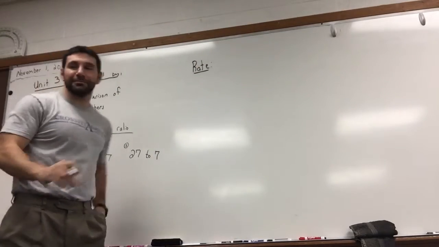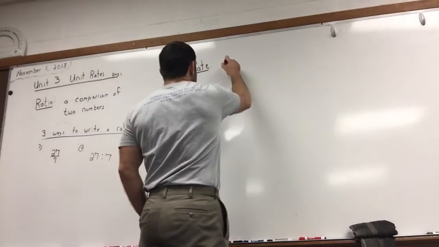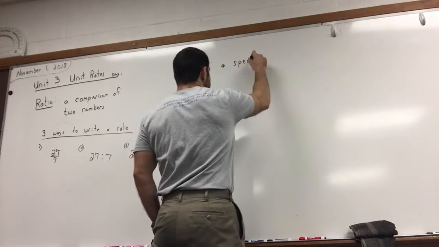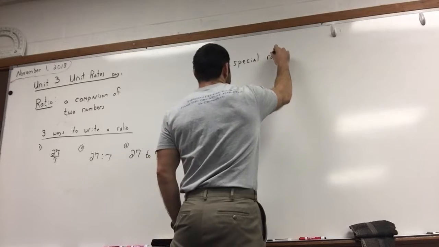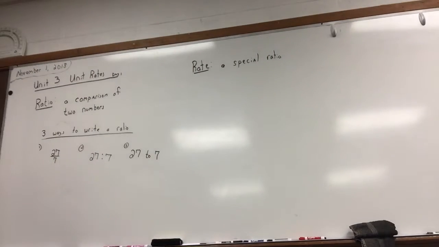The next word that we're going to go with is a rate. A rate is a special ratio. Now let's stop right there for a second. If it's a special ratio, what do we know that a rate has to be? Leighton, 2 numbers. Comparison. Yeah, we know that a rate's still going to be a comparison of 2 numbers.